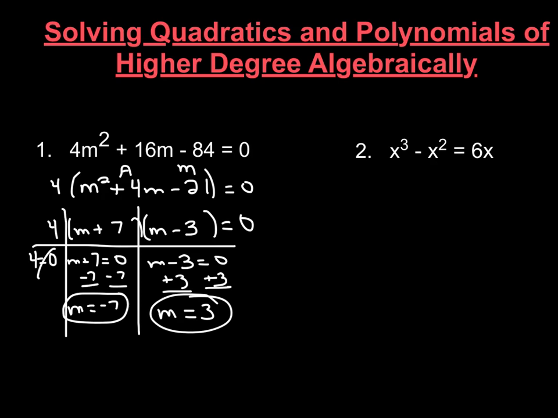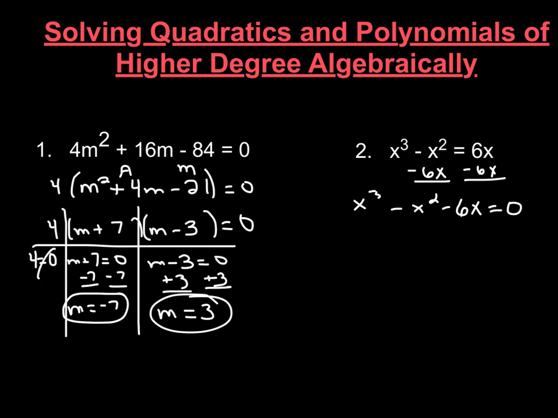All right, now let's take a look at number 2. Now number 2 is not set equal to 0. So the first thing we're going to want to do is subtract the 6x from both sides of the equation. You don't even have to show this. You can just do it. And when you do, you'll be left with x cubed minus x squared minus 6x equals 0.